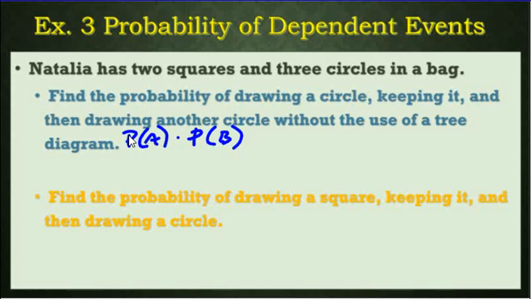So the probability of A, drawing a circle. Well, there are 3 circles in the bag out of how many total shapes? I have 2 plus 3, which is 5. So 3 out of the 5 are circles.